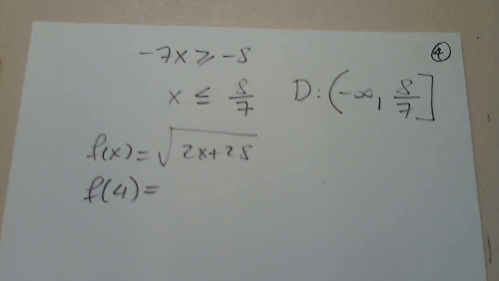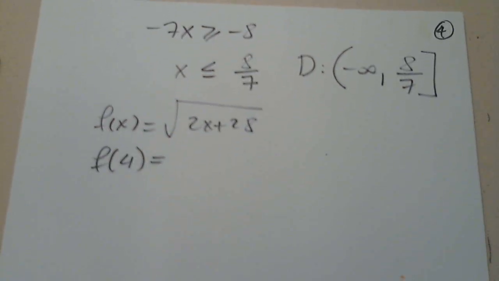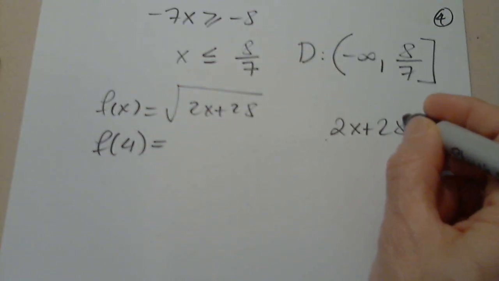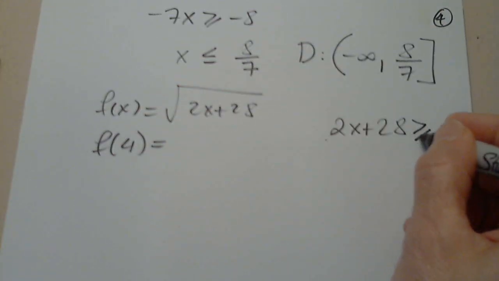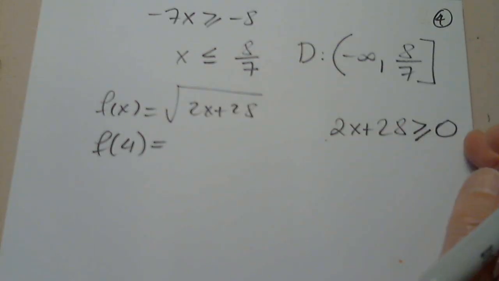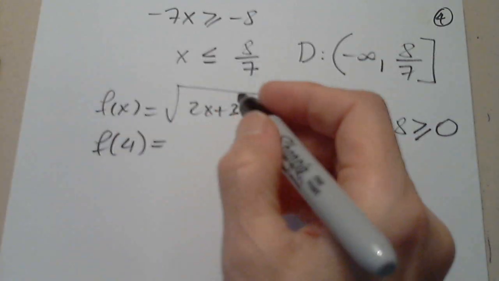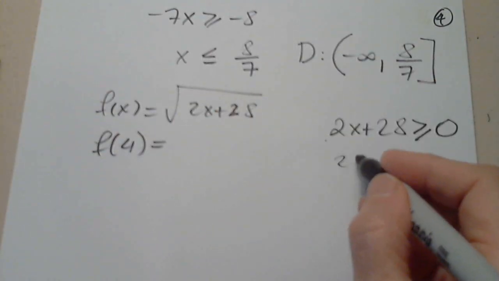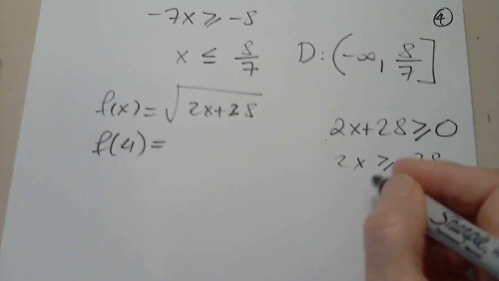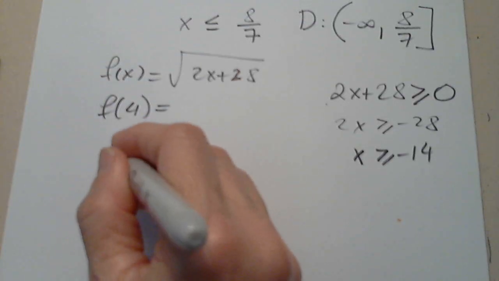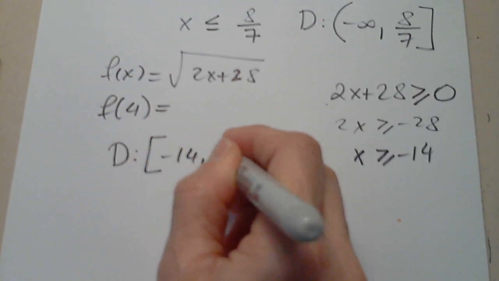Good. Done. Okay. So can anyone give us the starting point for the domain? 2x plus 28 must be greater than or equal to 0. We move 28. Oh, okay. My bad. No worries. So then 2x greater than or equal to negative 28 and x greater than or equal to negative 14. So therefore the domain of this function is from negative 14 to infinity.